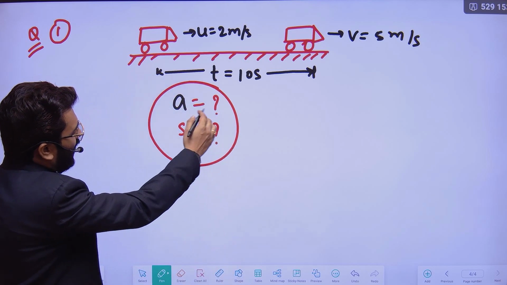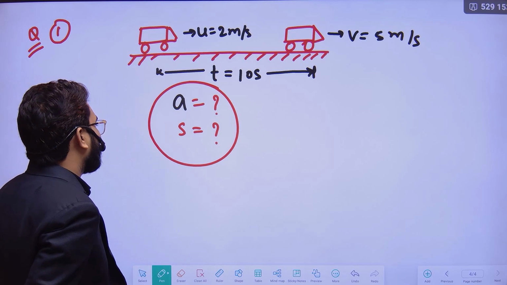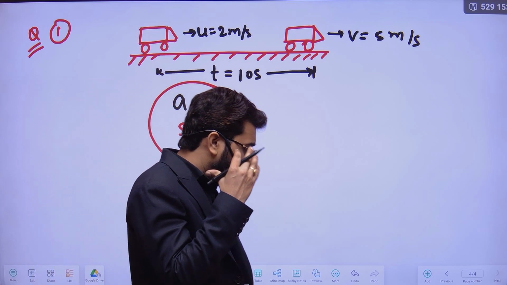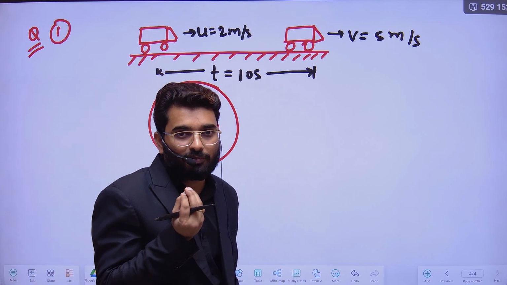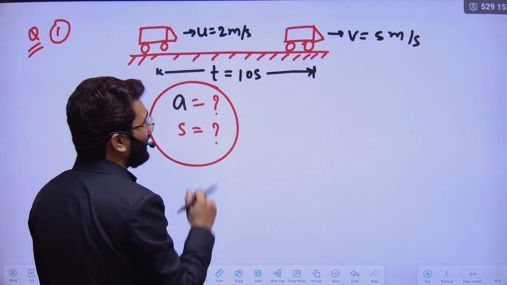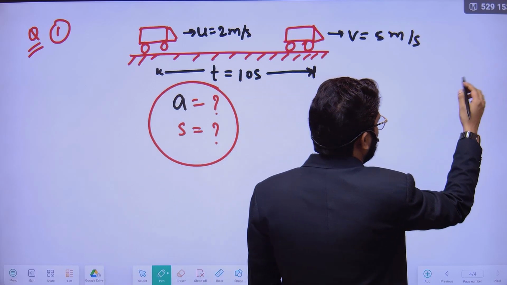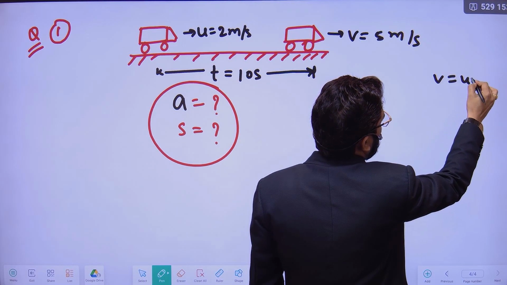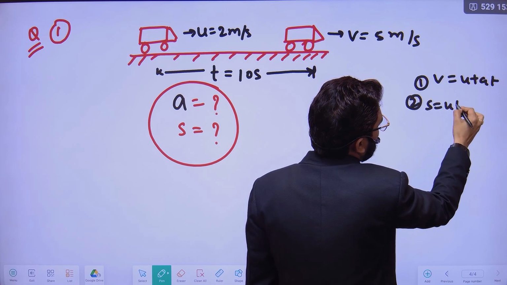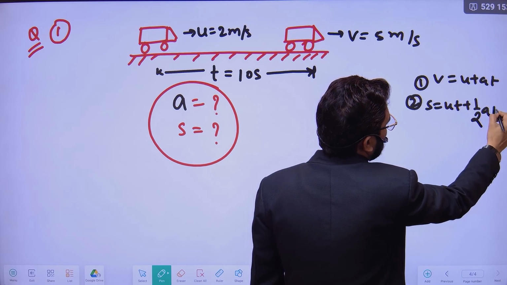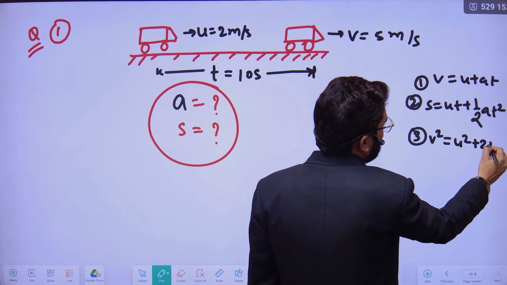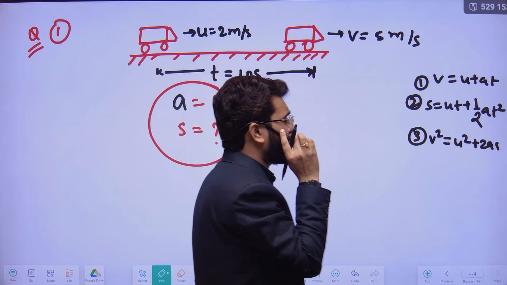So second thing, how to find the value of acceleration and how to find the value of this distance. First of all, we have to think about the three equations of motion. We will correlate the quantities that we have, u and v. Let me write the three equations of motion here. First, v = u + at. Second, s = ut + half at square. And third, v square = u square + 2as.